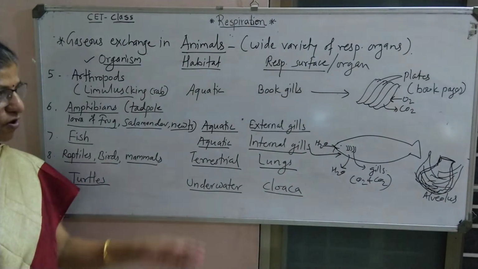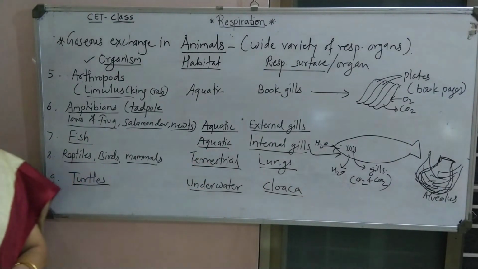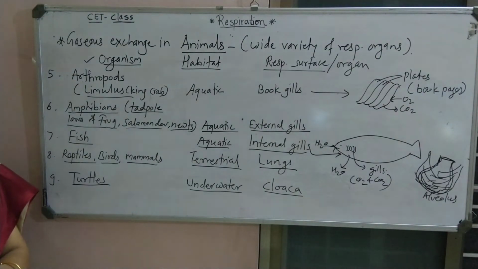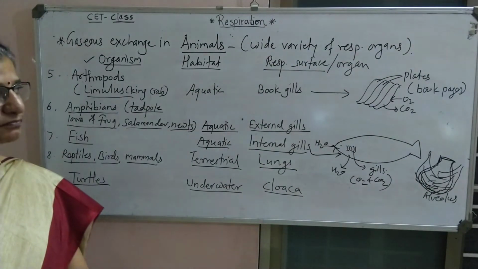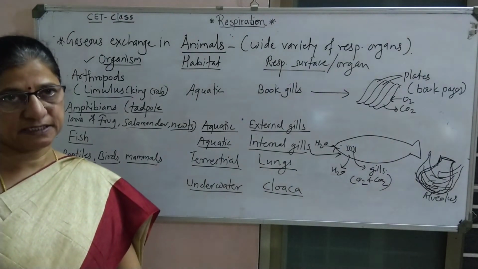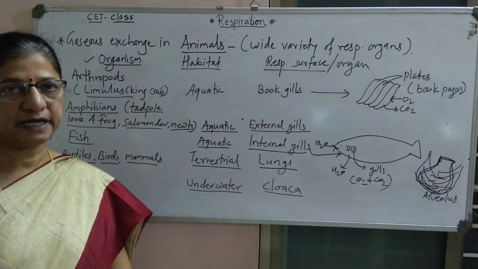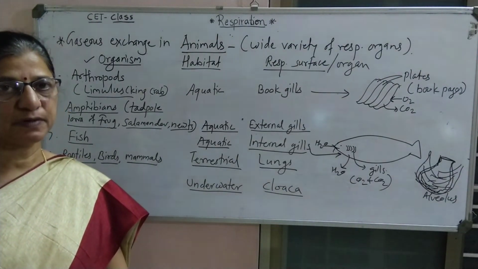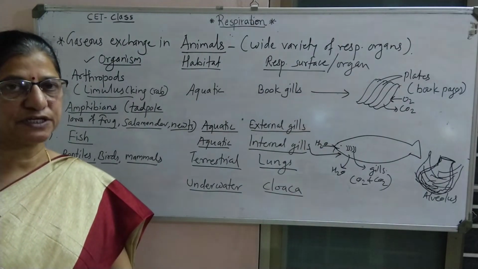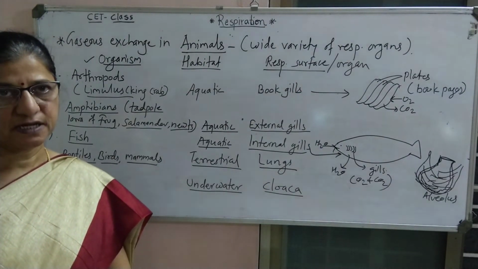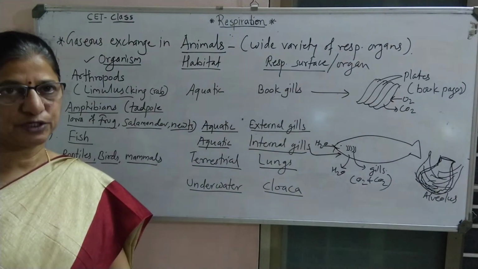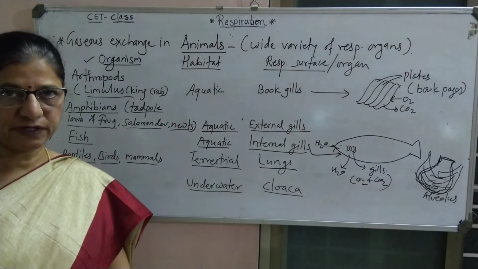So remember all these examples, their habitats, their respiratory surfaces and organs, and these are summarized in our textbook in one chart. Learn that chart carefully, remember the examples. Now there are MCQs on these examples. I will send you questions along with this video.